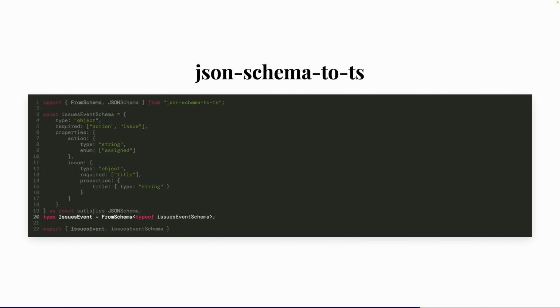After we define our schema, all we need to do is use the from schema type generator with the issues event schema type parameter, and we get our issues event type for free. Finally, we export the type and its associated schema so that we can use them in our application. Let's take a look at some examples of how we can use the type and schema pairings in our application to benefit from design time and runtime validations.